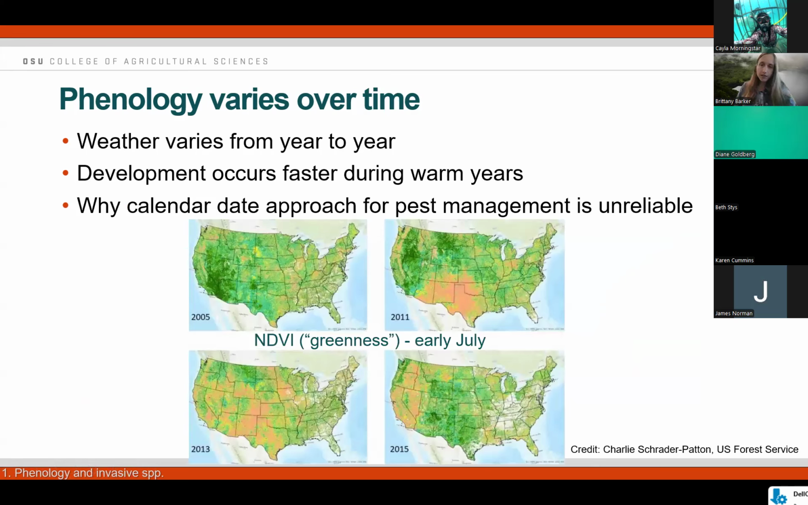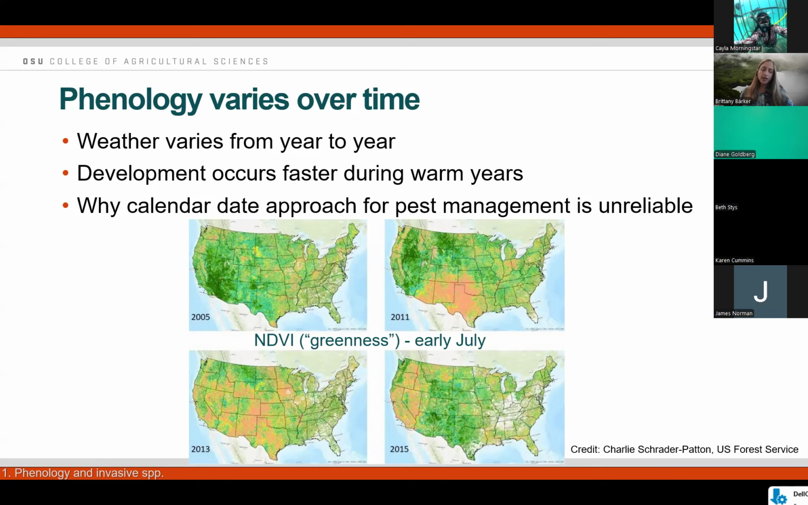Phenology also varies significantly over time. So weather varies from year to year. You may know that if you're a gardener, some years your tomatoes start growing really early in the season, you have a good tomato crop, other years it's cooler, and so it doesn't do quite so well. And development, of course, occurs faster during these warm years. And this is one major reason why the calendar date approach for pest management is unreliable, just because what happened last year, like the date when, for example, eggs hatched, it may be 2 or 3 weeks later during a cooler year.